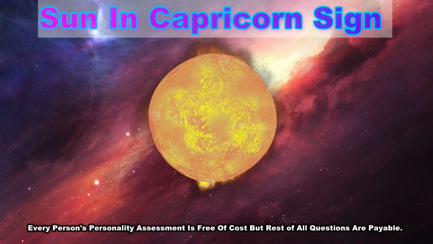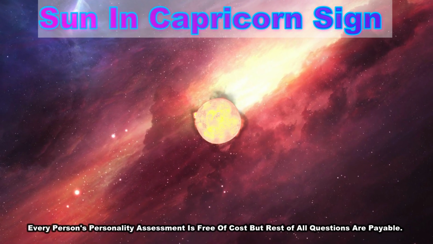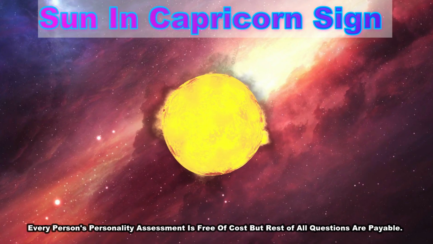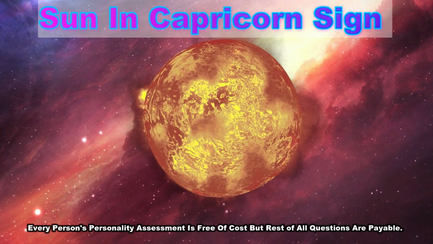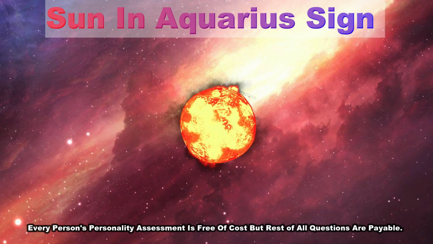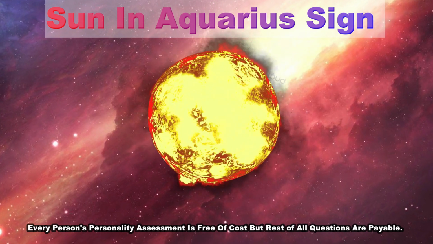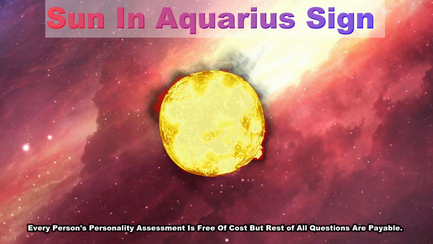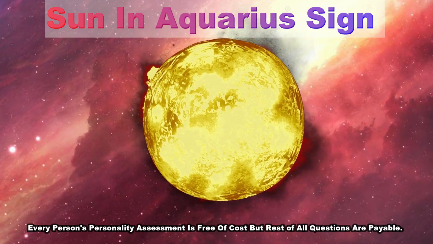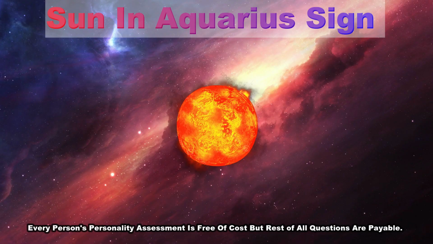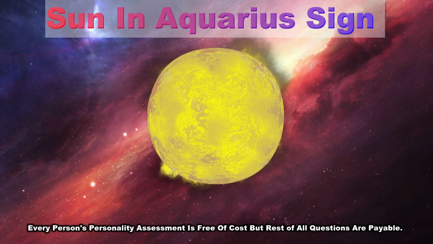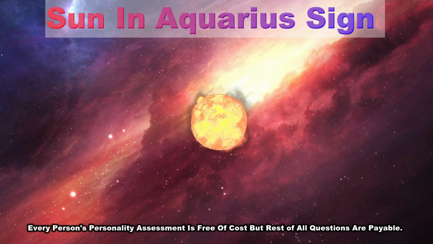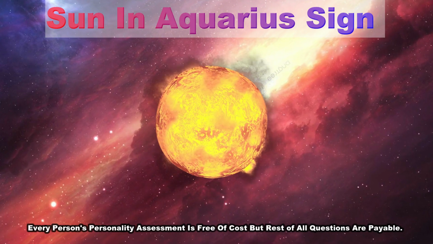Stability enters the native's life. The native's stature and respect grow with advancing age. Aquarius is the sign ruled by Saturn and belongs to the air element. When the Sun, the significator of the soul, ego, power, and leadership, enters the sign of Aquarius, its energy manifests in a slightly different manner.